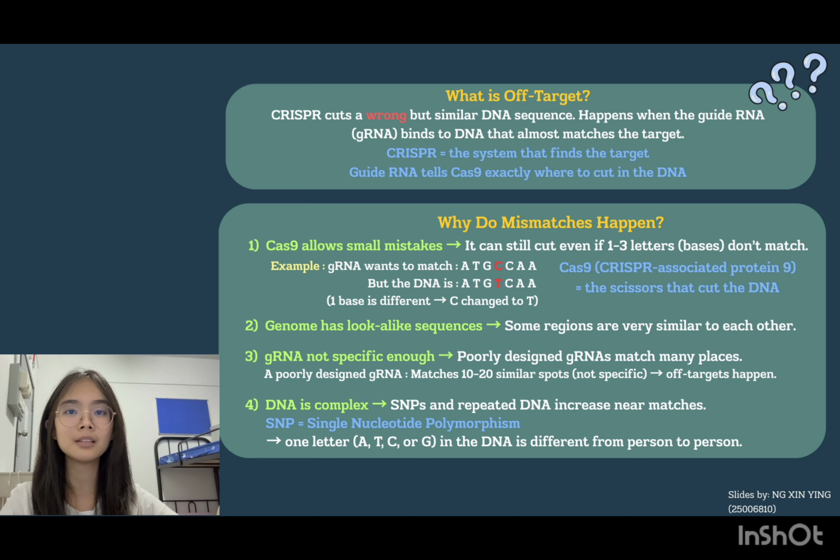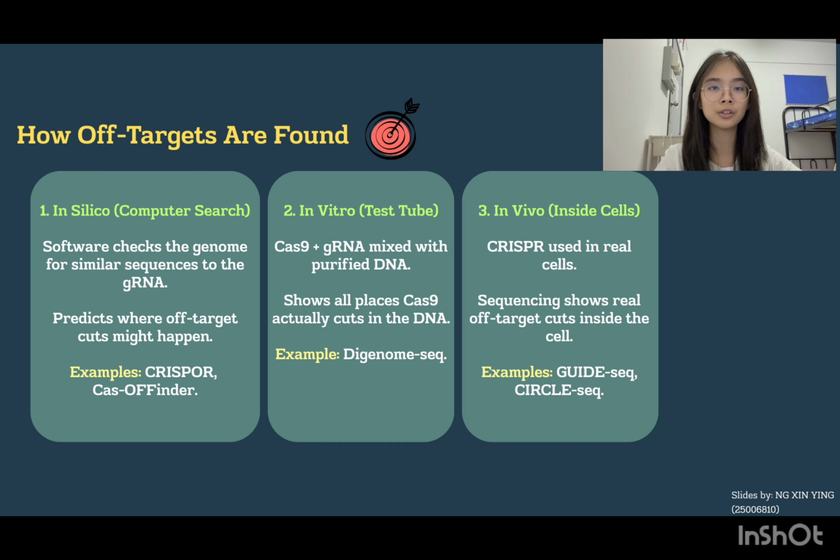Because safety is a priority in bioinformatics, we use a three-step approach to identify these risks before they become a problem. We start with in silico methods, which are computer-based, such as using software like CRISPR or Cas9 to scan the genome and predict where off-target cuts might occur.